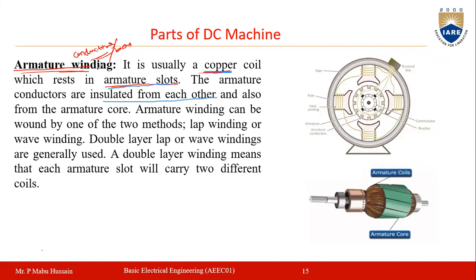This armature winding can be wound in two methods. One method is called lap winding, and another is called wave winding. You can use layers also, like double layer lap winding and double layer wave winding. Double layer winding means the armature slot will carry two different coils. If you place only one conductor inside the slot, it is called a single layer; if you place two conductors, it is called a double layer. What lap winding and wave winding are, we will see further in the coming slides.